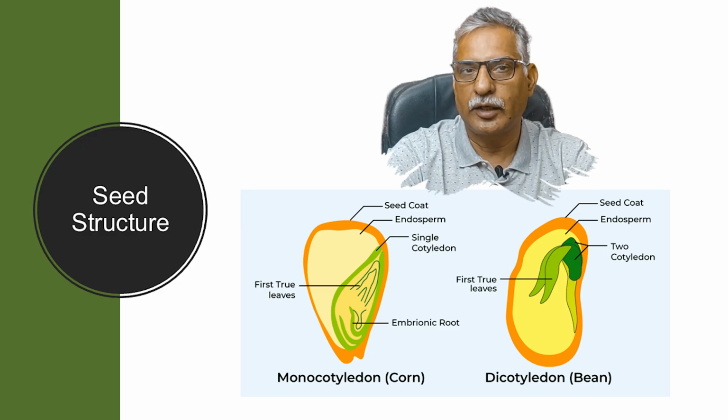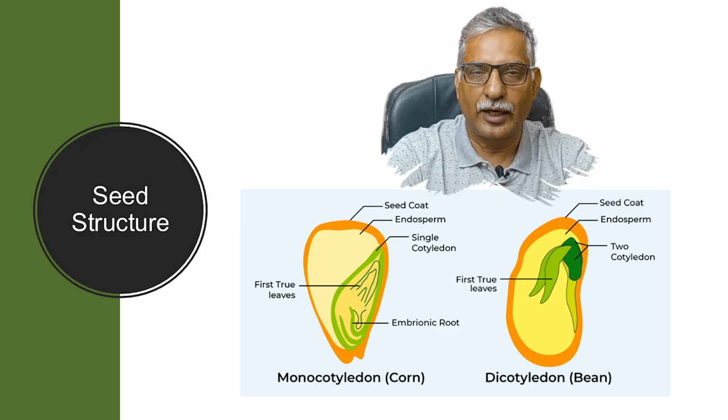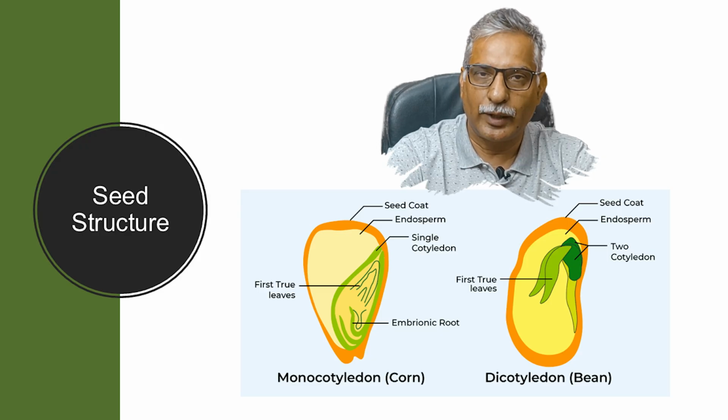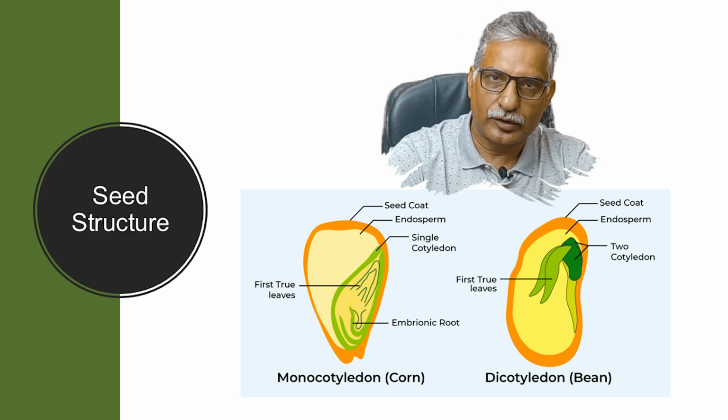There is a depression in the kidney bean known as the hilum, and within that depression there is a little opening known as the micropyle, and this micropyle will allow water and oxygen to enter during the germination process.